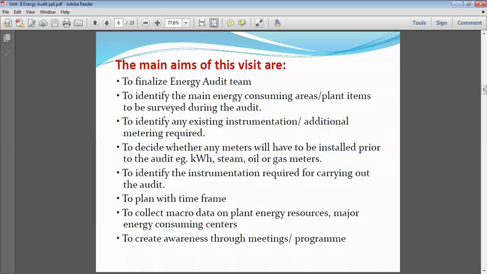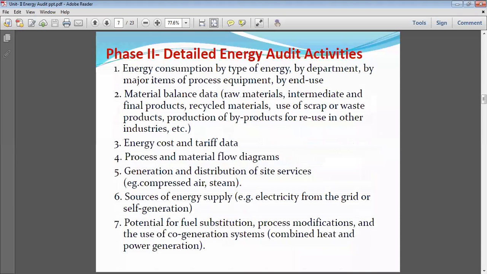Definitely we have to make the people aware, we have to educate the people about the importance and the advantages of energy conservation, as an industry, as an individual, and as an environment. And if they come into confidence, then and only then it is possible to do the energy audit program. Okay, now the second phase is the detailed energy audit.